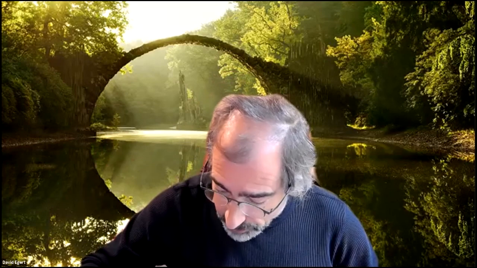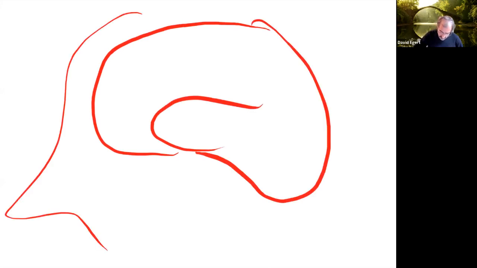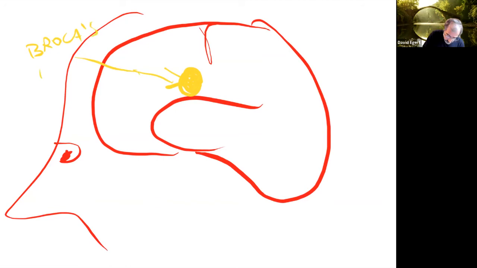What else? So let's take a look at the two main parts that people tend to associate with language. In this premotor area down below, this is what they call Broca's area. This is production of language.